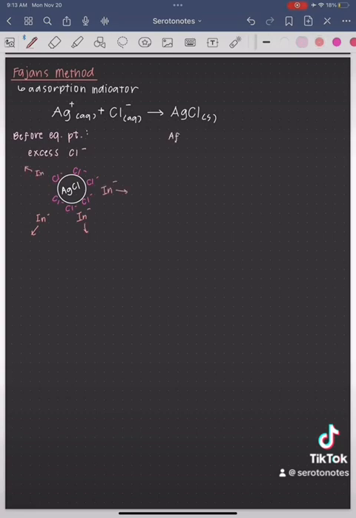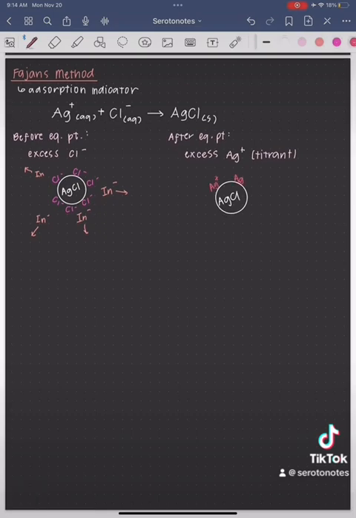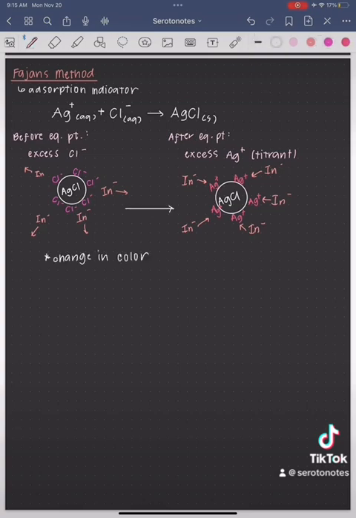After the equivalence point, you now have a small excess of silver ions in your solution, which is your titrant, which displaces your halide ions in the adsorption layer. Due to your now positively charged adsorption layer, your negatively charged indicator ions can also adsorb to the positively charged environment. And this results in a sharp change in color.